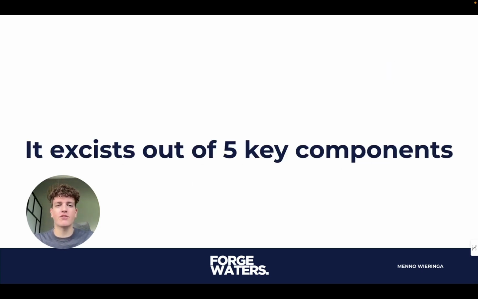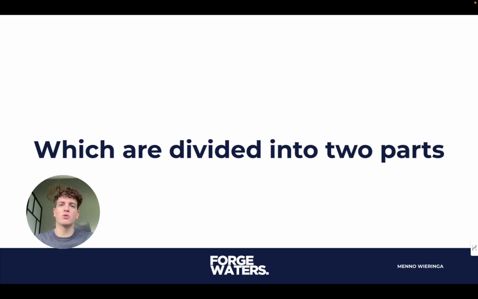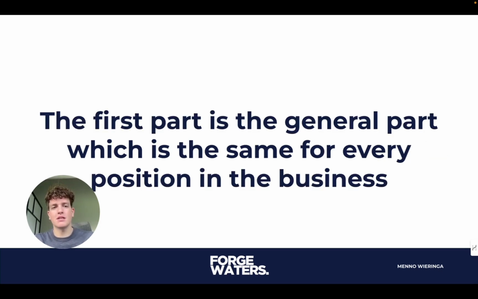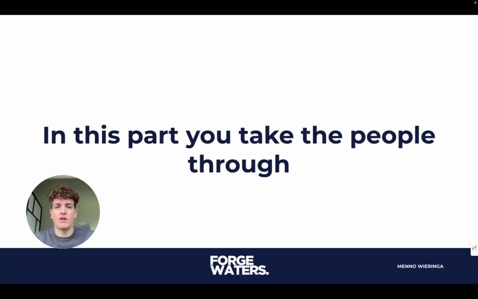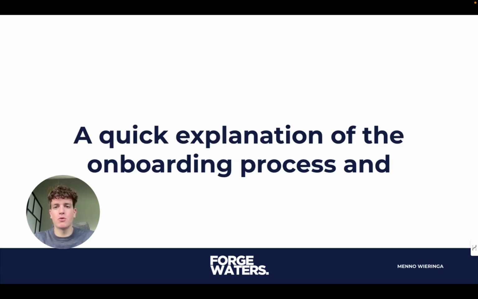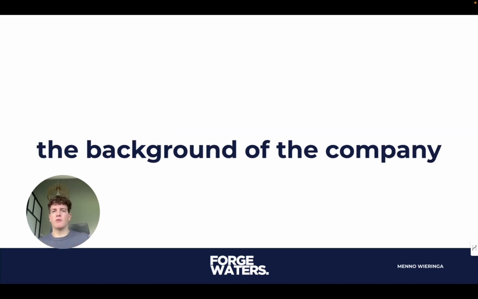So it consists of 5 key components, which are divided into 2 different parts. The first part is the general part, which is the same for every single position in the business. And the second part is custom to the position. The first part includes the introduction to the company. This is where you take your people through a quick explanation of how the onboarding process works and the background of the company. So where you came from, what you stand for, what the vision of the company is as well, the owners, so that they will be more connected to the company and actually understand what they are part of now.